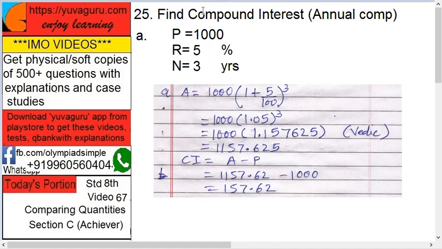Now this question has three to four sub-questions. Find the compound interest, annual compounding means every year it is compounded. Now A part: P equals 1000, R equals 5%, N equals 3 years. Quite simple. So A equals what? P into (1 plus R upon 100) raised to N. So 1 plus 5 upon 100 means 1.05, the whole cube.